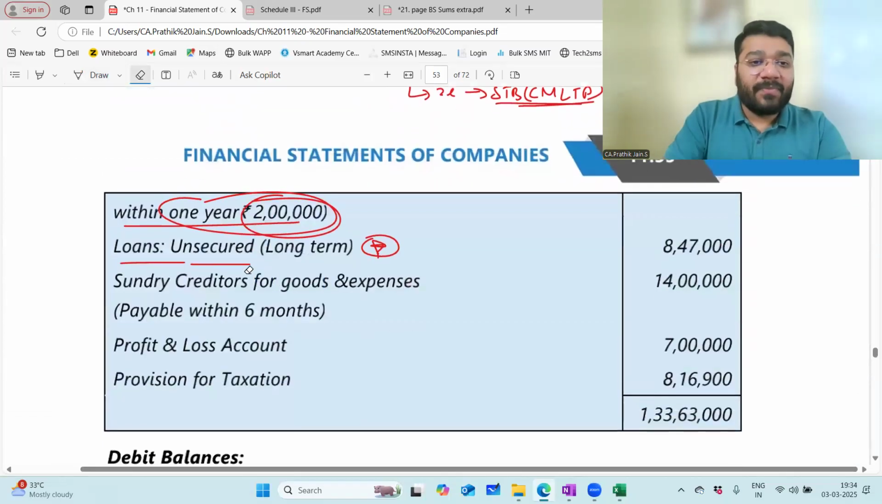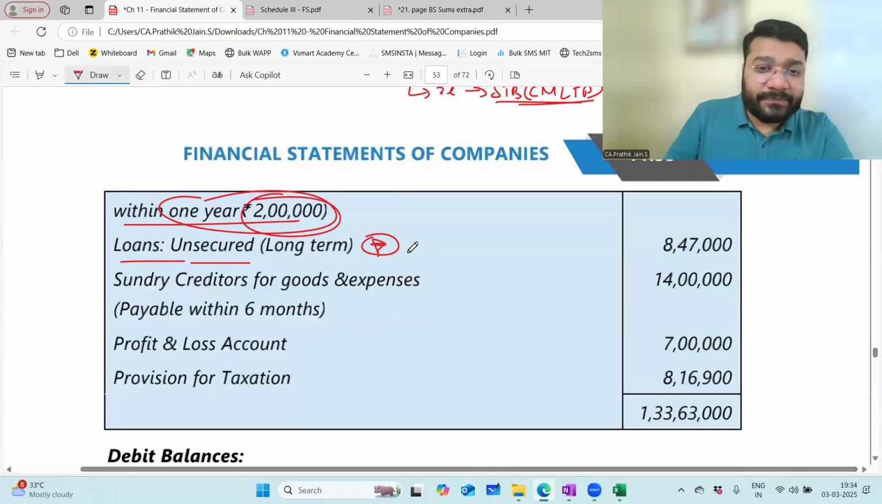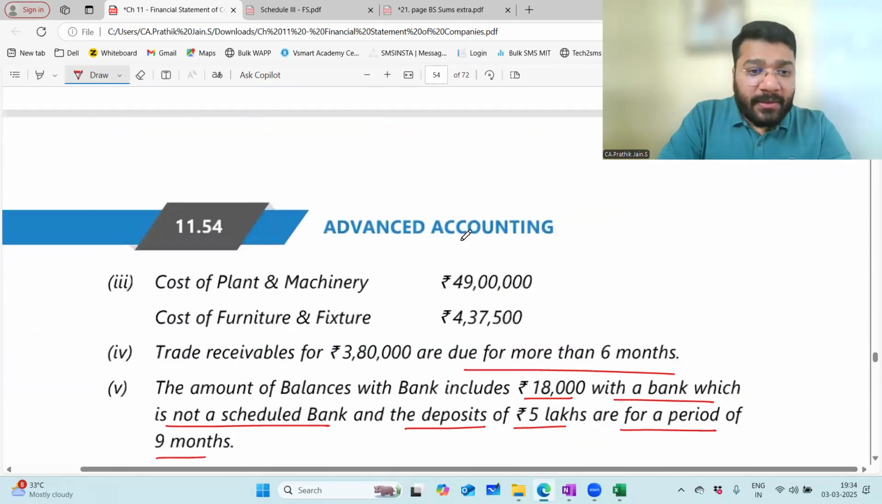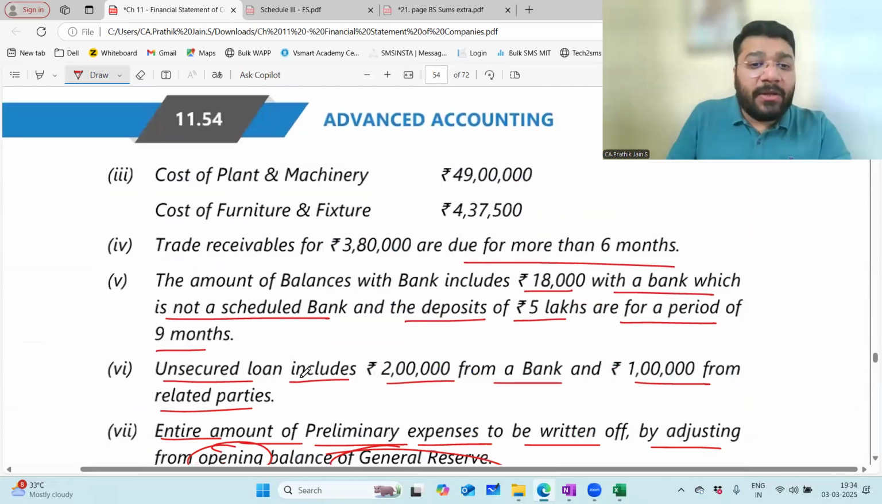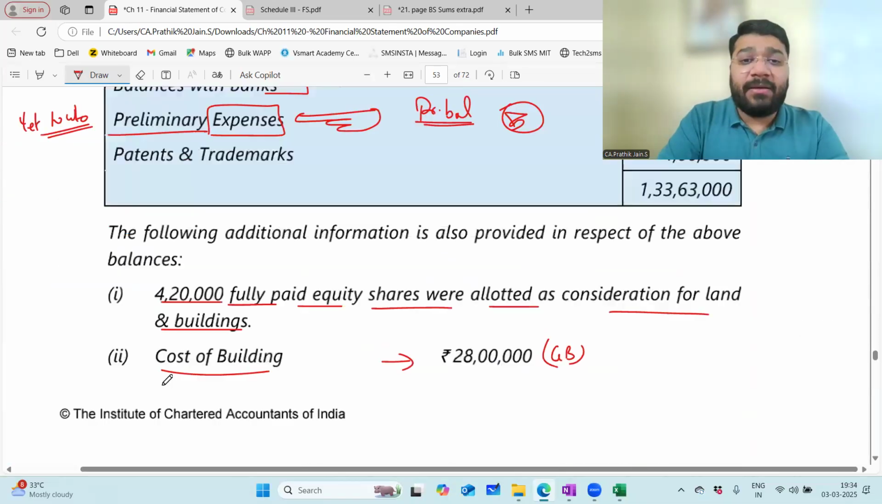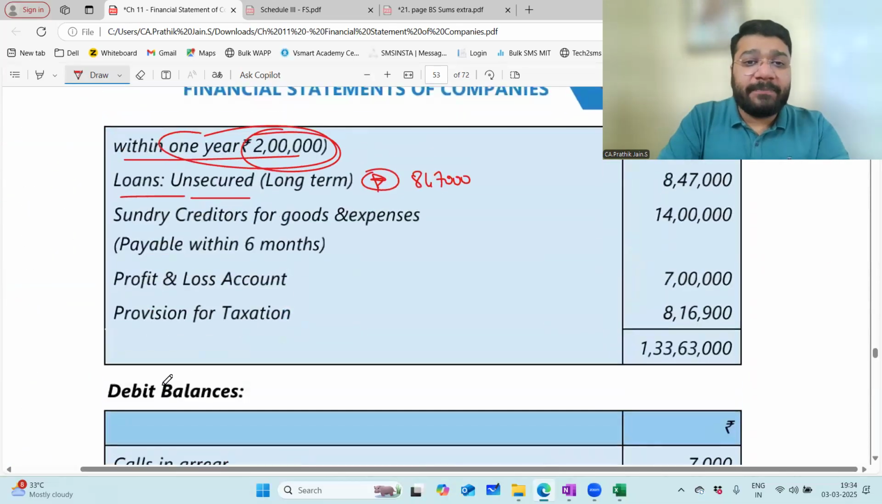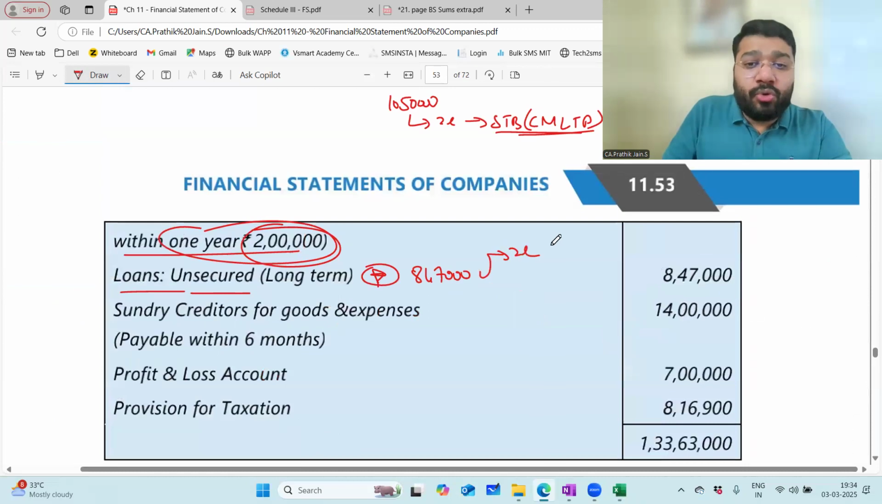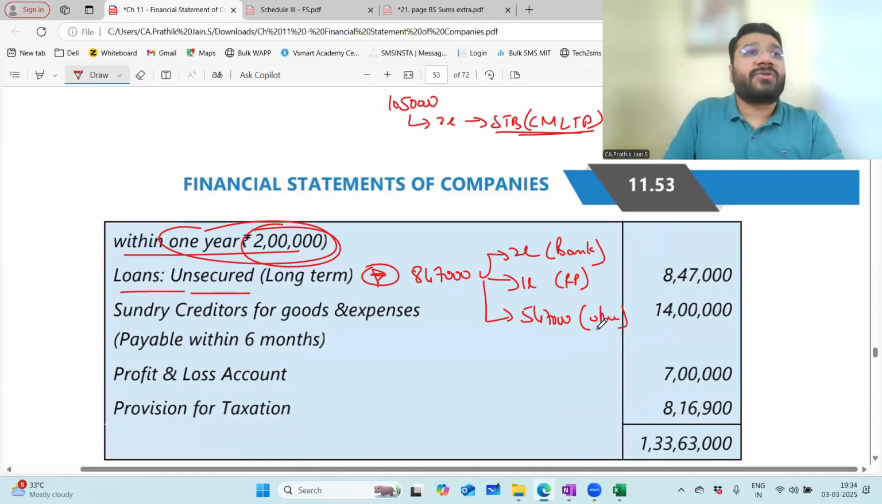Now next, loan unsecured. There's a star mark. 8 lakh 47,000. What are they telling? They're telling that unsecured loan includes 2 lakh from a bank and 1 lakh from a related party, and the remaining 5 lakh 47,000 is others, which is not disclosed. And they're telling all of these are long term.